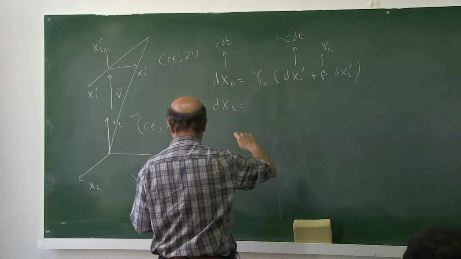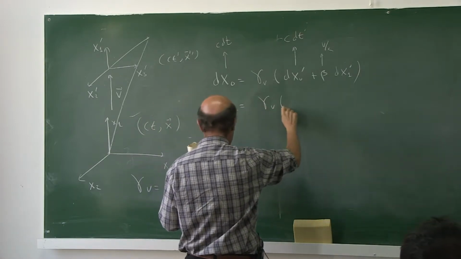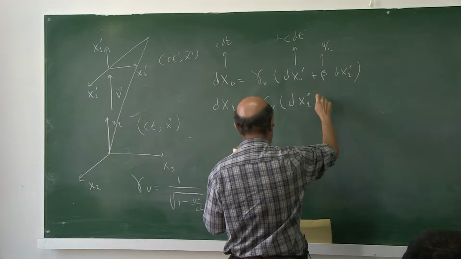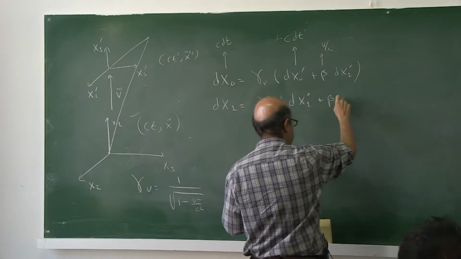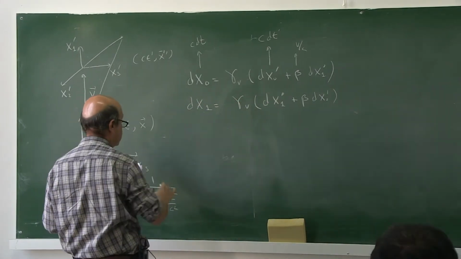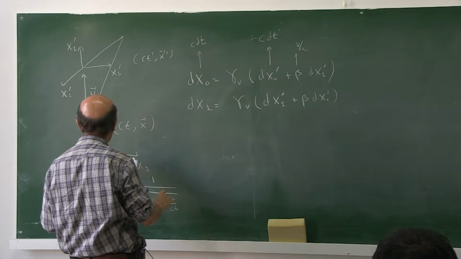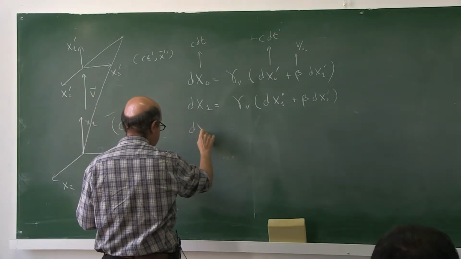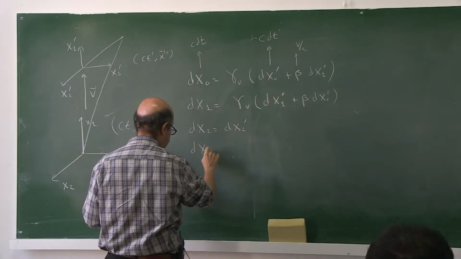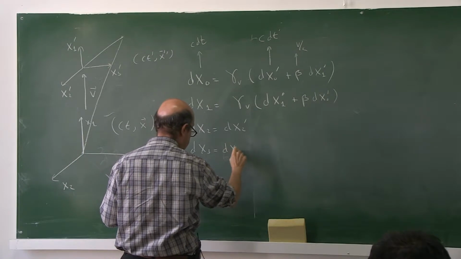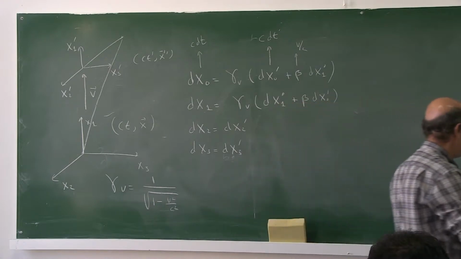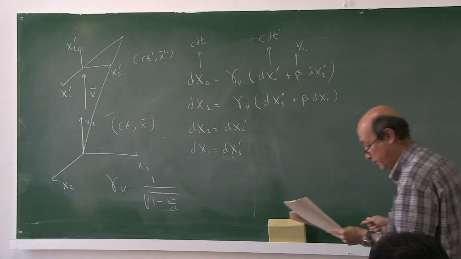dx1 is gamma v times dx1 prime plus beta dx0 prime, and perpendicular to the motion of the frames nothing changes: dx2 is equal to dx2 prime, and dx3 is equal to dx3 prime. So this is the standard Lorentz transformations in the differential form.